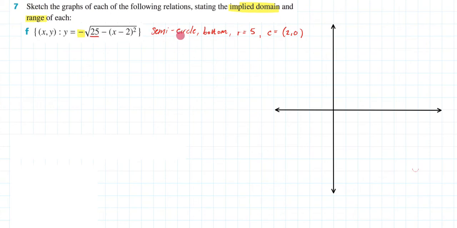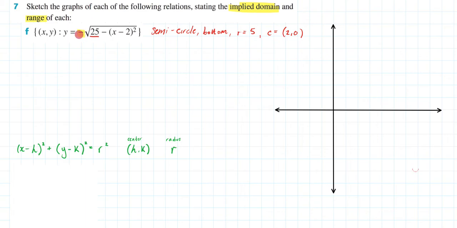Now, if you're having trouble recognizing all these properties about this semicircle, what you can do is put it into the standard form of a circle. But if you do this, just remember that although it's going to be in this form of a circle, it's still going to be a semicircle. We're just doing this to help our understanding. So let's now put it into this form.